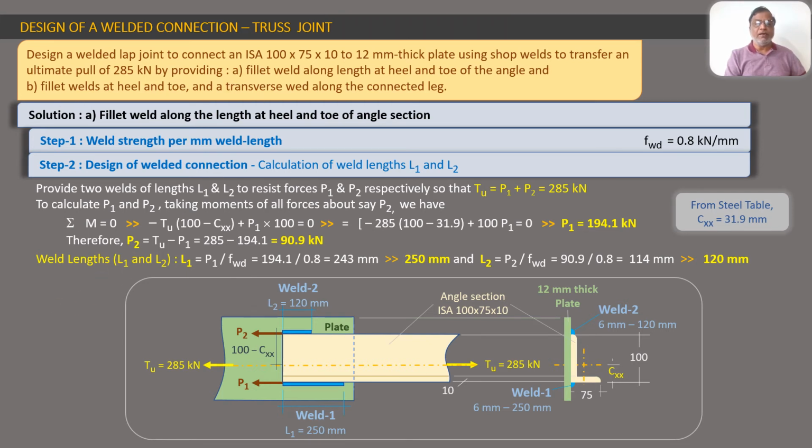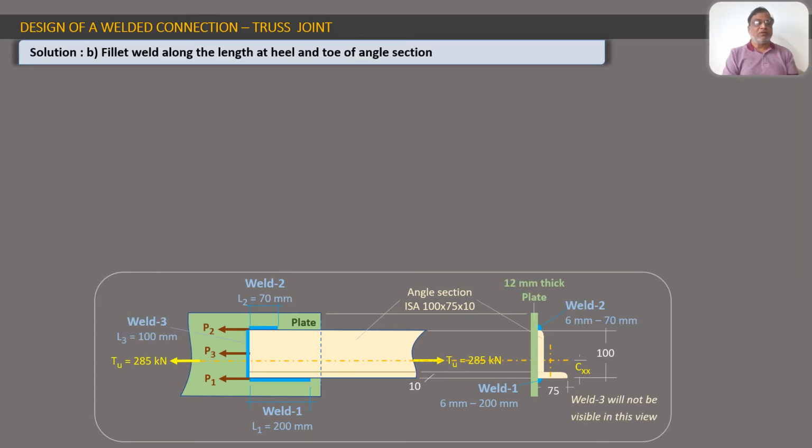Now we will see part B of the problem. So friends, let us consider part B. The problem is the same, 285 TU is there, all the dimensions are the same. But in part B, we have to provide fillet weld along the length and heel of the angle section, plus in addition a transverse weld, the third weld. So in this problem we are supposed to provide 3 welds.